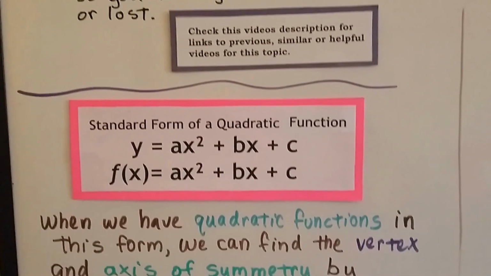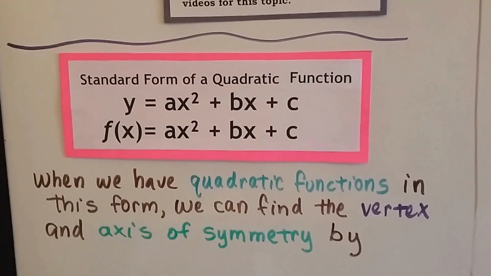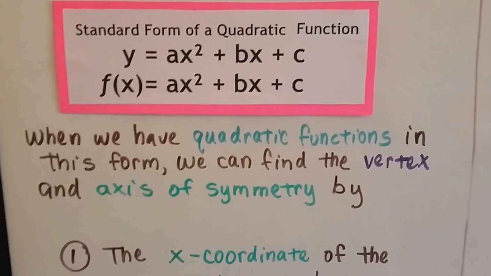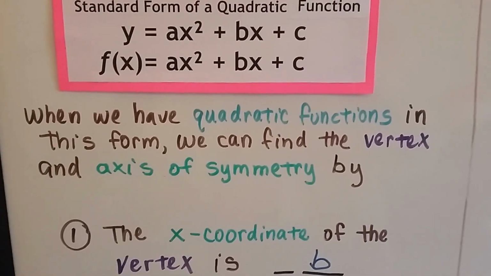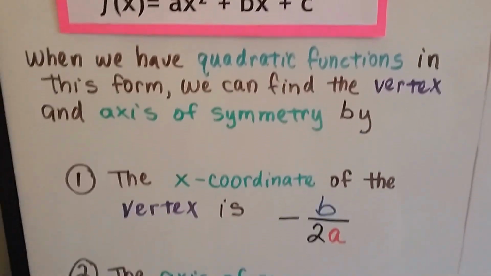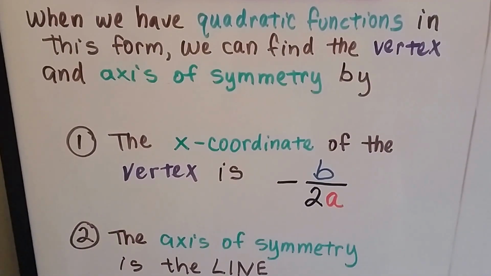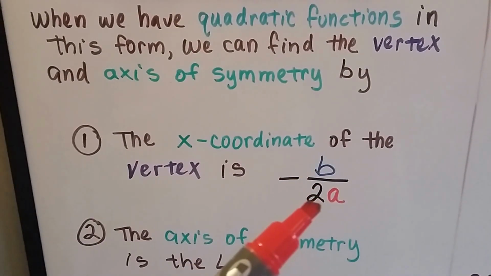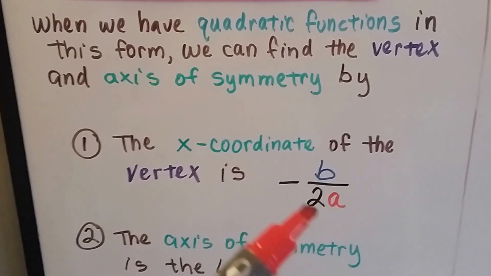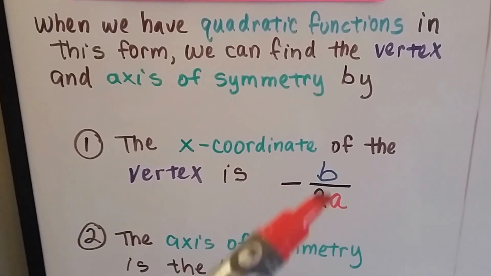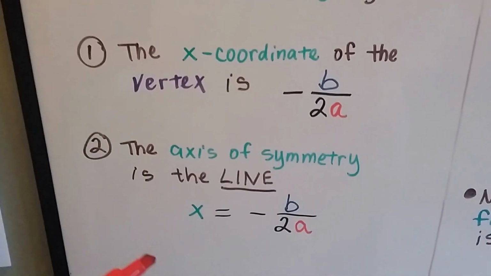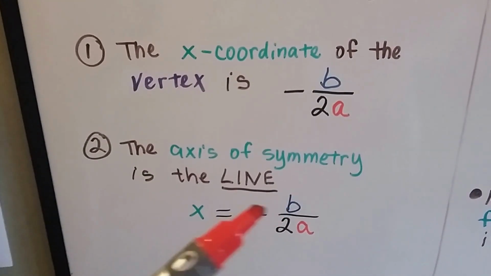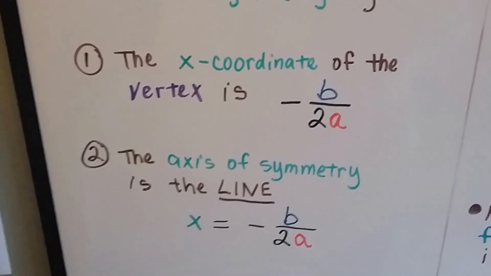So we have this standard form of a quadratic function. It's y equals ax squared plus bx plus c. You can also see it as the function of x. When we have quadratic functions in this form, we can find the vertex and axis of symmetry by using this little guy. The x-coordinate of the vertex is going to be negative b divided by 2a. When we plug in our values for a and b, we can find the axis of symmetry as the line x equals negative b divided by 2a. So let's see how this works.